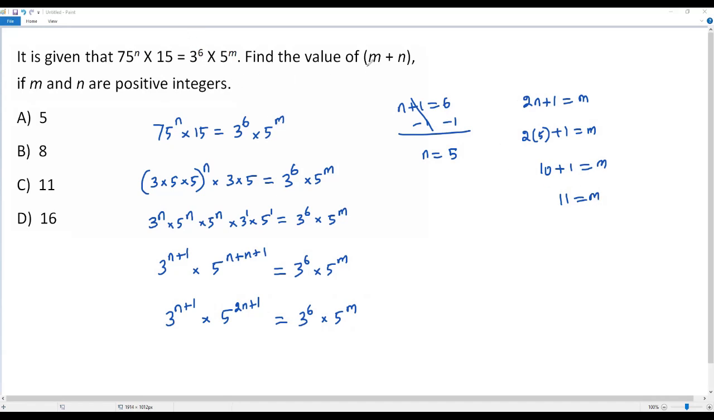Now let's get the value of m plus n. That is m plus n equals 11 plus 5, which is equal to 16. Therefore, the value of m plus n is 16. I find 16 in answer choice D. The correct answer choice for this question is D.